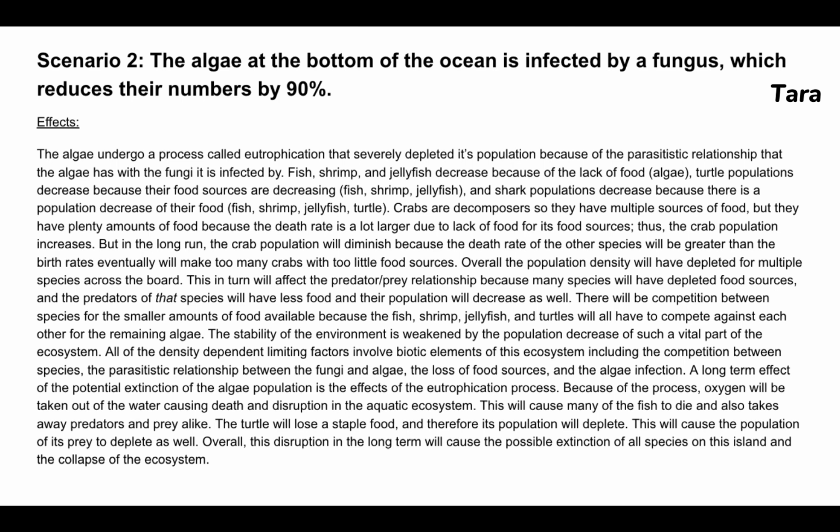The turtles will lose a stable food source and therefore its population will deplete, and this will also cause the population of its prey to deplete as well. Basically what's going to happen is that the oxygen will be taken out of the water, and a lot of these animals and plants depend on oxygen, and so they'll die out essentially. And this overall eutrophication process could basically cause the possible extinction of all of these species in the water and its surroundings because there's no oxygen in the water. And basically, it could collapse the ecosystem.